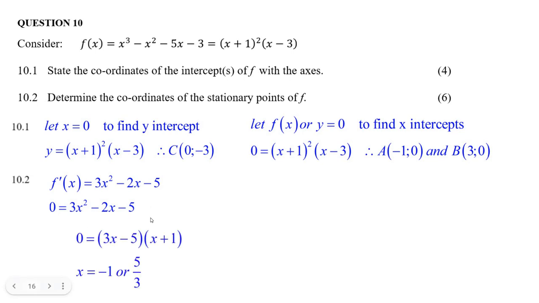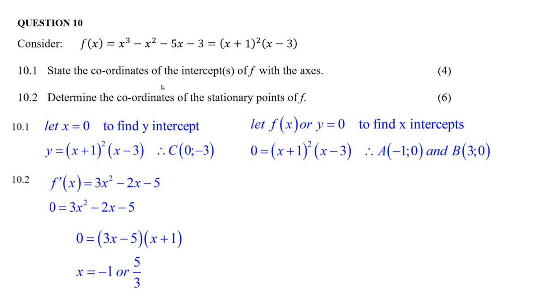You factor, or use a formula if you've got real factoring problems, and you will find that there are two things that make the gradient 0. That's x is -1 or x is 5/3. Hey, this (-1, 0) must be a turning point, but it's an x-intercept. Whenever you've got a squared factor, it'll turn right on that x-axis, and that's pretty useful.